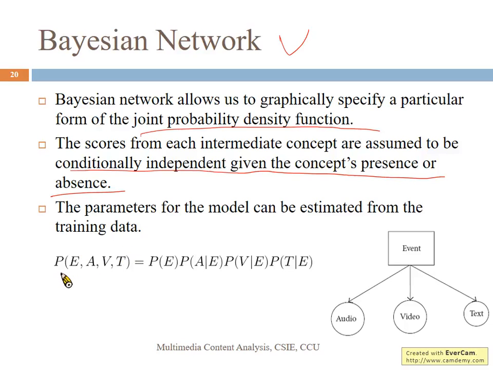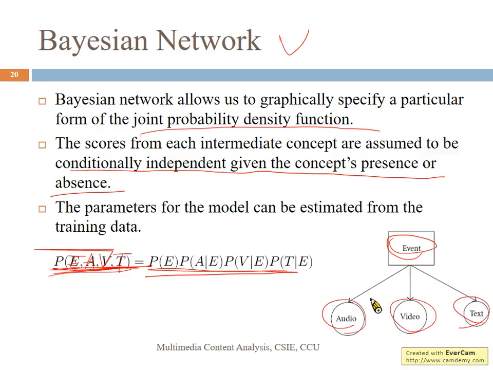So basically, we will try to find the joint probability of an event and the corresponding atomic audio concept, visual concept, and the text. This probability can be described by such a formulation, because given this event, we will get some audio concept, video concept, and the text. And right now we try to infer the probability of such event given such audio, video, and text concept scores.